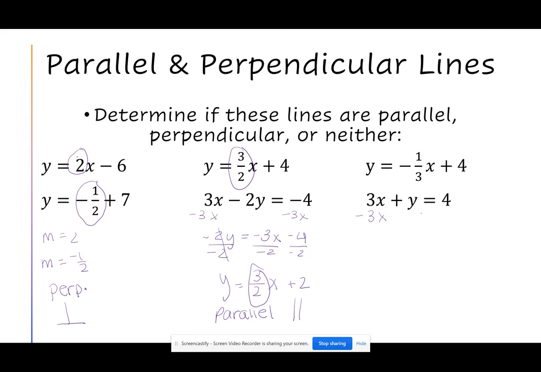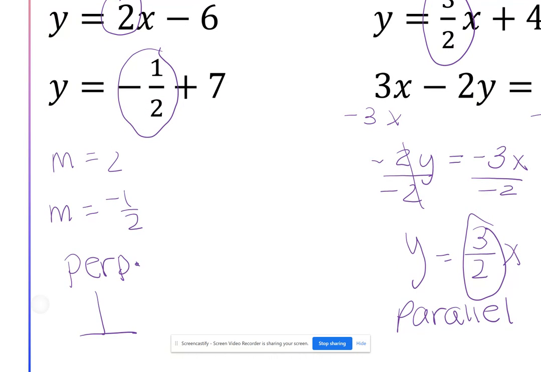Lastly, we're going to subtract 3x here. We get y equals -3x plus 4. So we have -3 and -1/3. So while they are reciprocals, they're not opposite because they're both negative, so this would be neither. So be careful for those tricks where they're both negative or both positive.